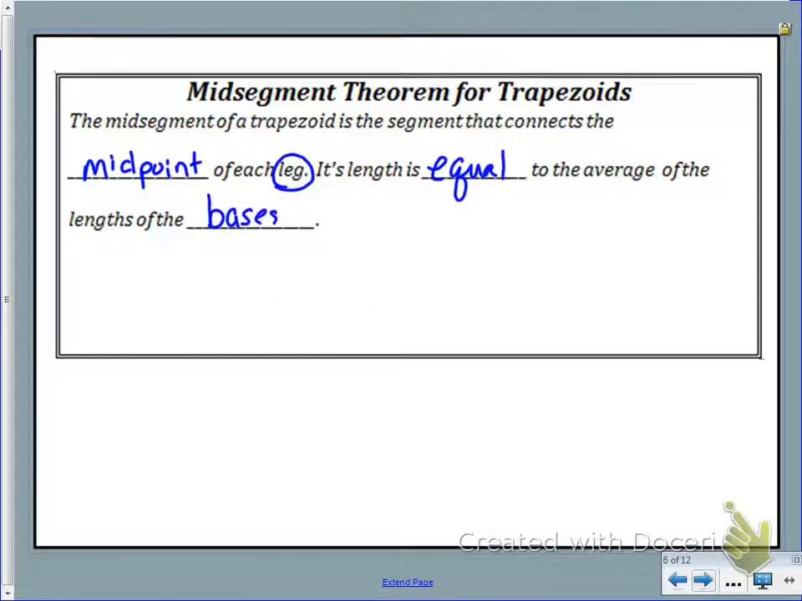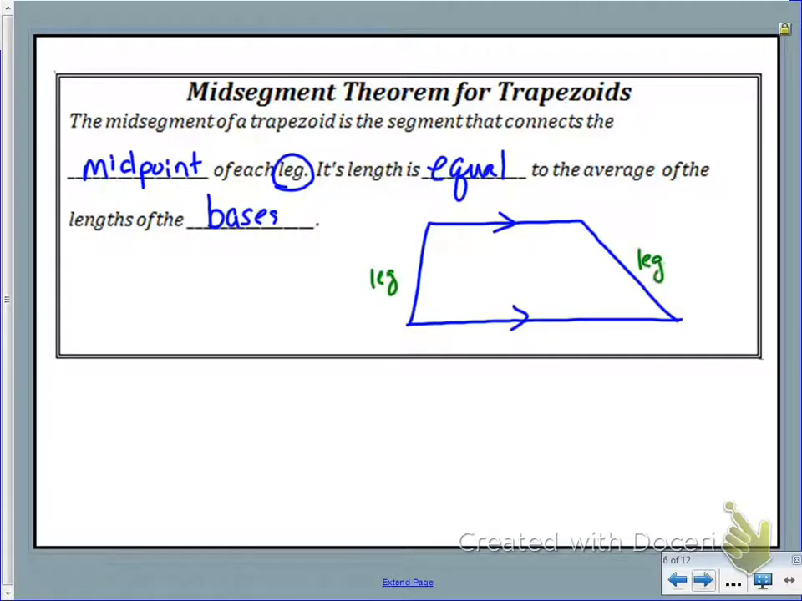So let's take a look at what this looks like. So this applies to any trapezoid. Not necessarily does it have to be an isosceles trapezoid, but it applies there as well. So this is a trapezoid because we have exactly 1 pair of parallel sides. It says the midsegment of a trapezoid is the segment that connects the midpoint of each leg. So here's one leg, here's the other leg. Keep in mind the legs are the non-parallel sides of the trapezoid, and the bases are the parallel sides. Okay, so we're connecting the midpoint of each leg.